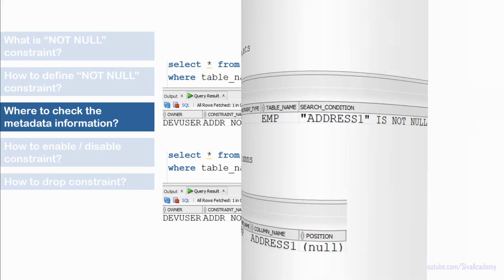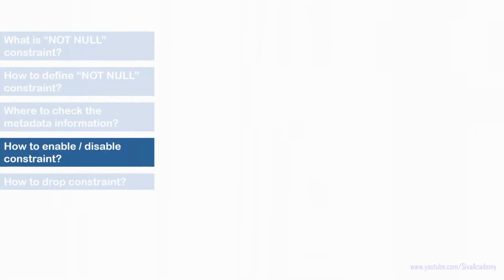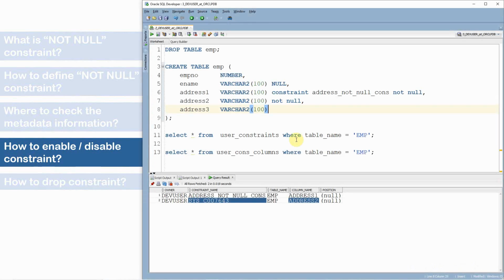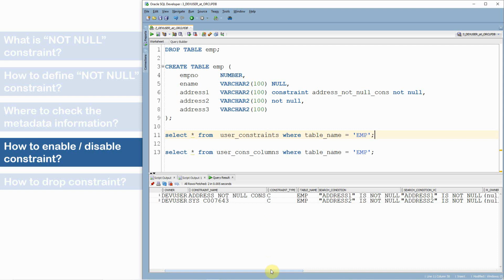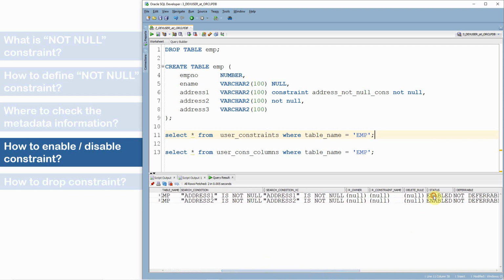Okay, now let's see how to enable or disable a constraint. Now that we have defined two constraints, let's see the status of these constraints. By default, both these constraints would be in the status of enabled. You can check in the user_constraints table. That means when a constraint is enabled, these rules will be enforced when we do an insert or update operation on the table. Sometimes if you don't want the constraint to get fired, then you can just go and disable it.